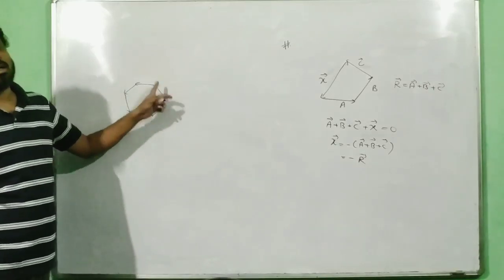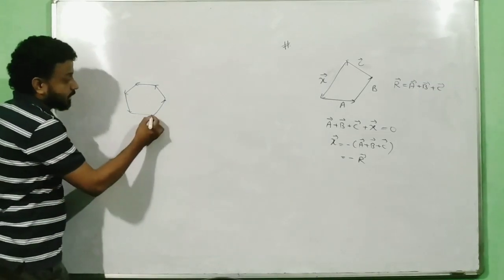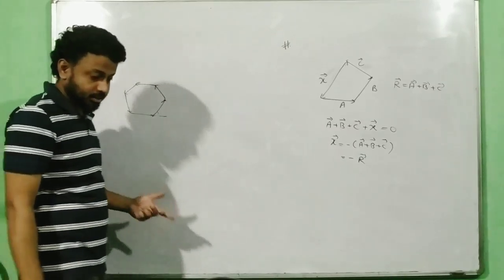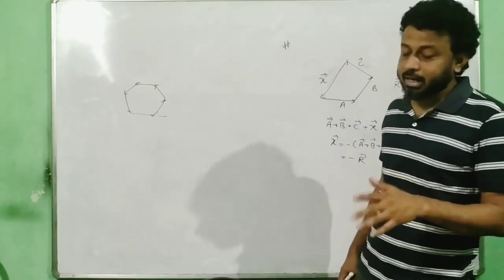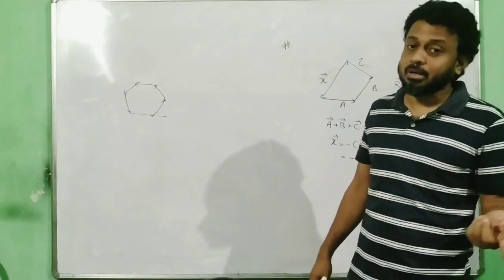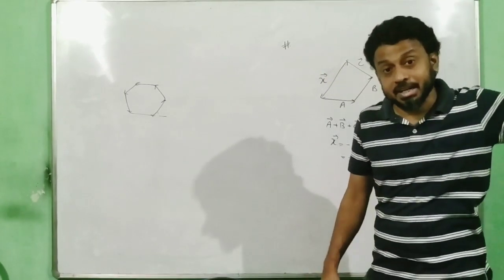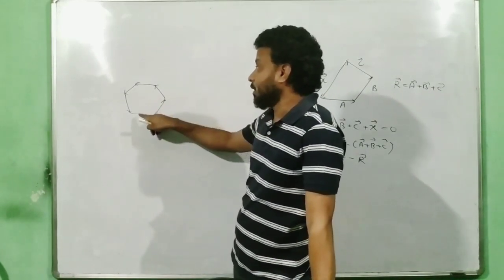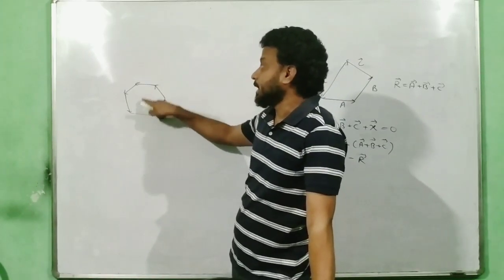If it is an equilateral or a regular hexagon, then what should be the angle here? This angle must be equal to 60 degrees, correct? So they will give you a question like this, that the first vector makes an angle, the second vector makes an angle of 60 degrees with the first vector. The third vector makes an angle of 120 degrees with the first vector. The fourth makes an angle of 180 degrees with the first vector, and so on.